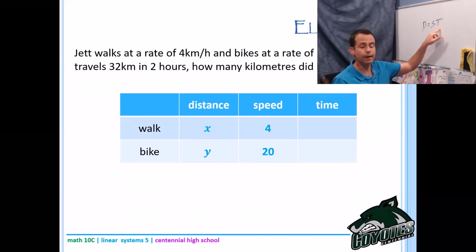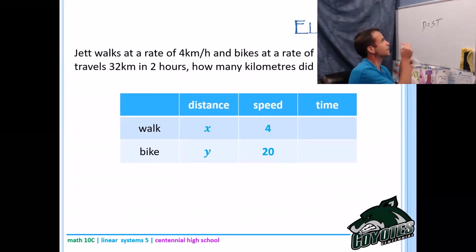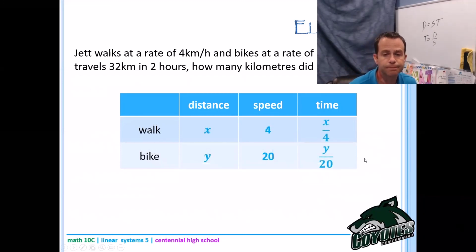Now, why am I having this conversation? Because I want to represent time. Well, if distance equals speed times time, then time equals distance over speed. I just divide both of those by s, okay? So that means I can represent my time as x over 4 and y over 20, okay?